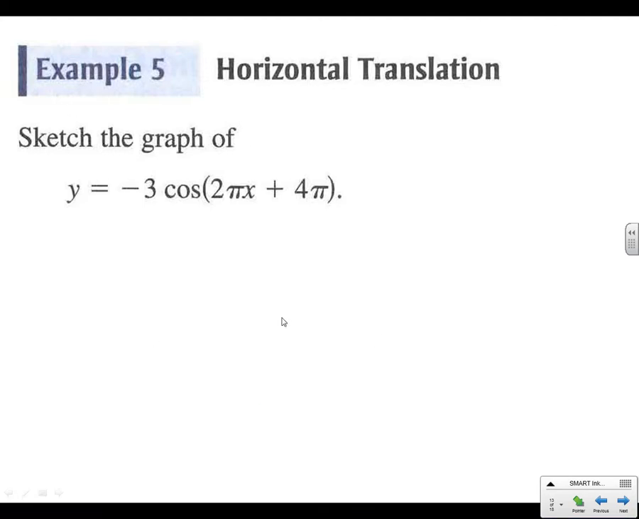Okay, so we did examples 1 through 4 in the first video, and I had you stop there, but let's go ahead and finish up here for examples 5, 6, and 7. Okay, so we're putting everything together here.